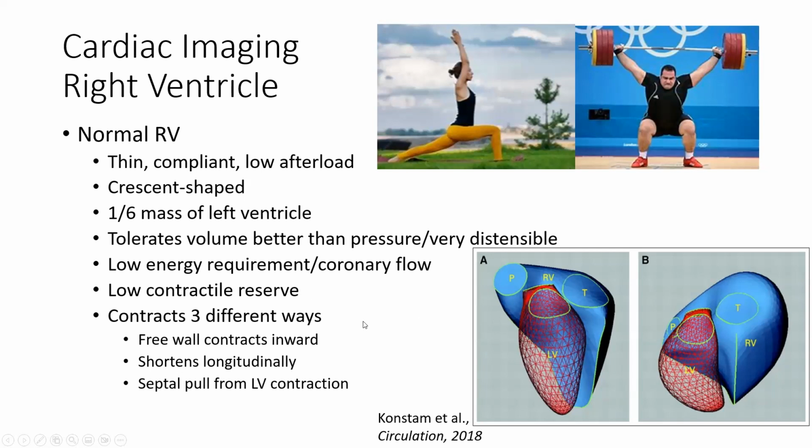Because the RV contracts in several different ways, that's one barrier to easily quantifying its systolic function. So the free wall contracts inward and the chamber shortens longitudinally. And then you also get a not insignificant portion of right ventricular systolic function from the left ventricular systolic efforts as well. You can see the diagram in the right lower corner here. Part of the way that the ventricles wrap around each other also limits how successful we can be in our right ventricular systolic assessment. But we're going to talk about some ways that we can work through this.